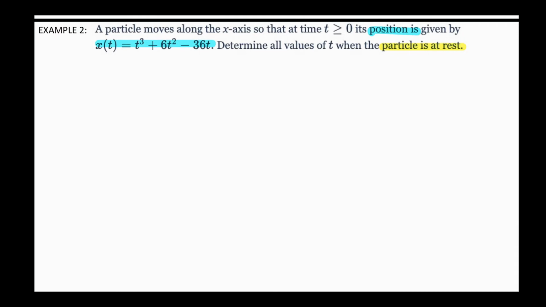So what do we have to do first? Exactly. We got to find velocity first, right? We got to find the velocity, which is the first derivative of position. So 3t squared plus 12t minus 36. That is also known as velocity. Okay. Now we got to set that equal to 0, right?